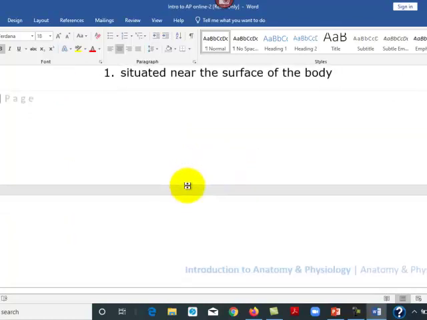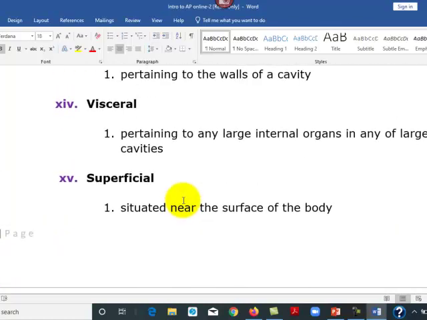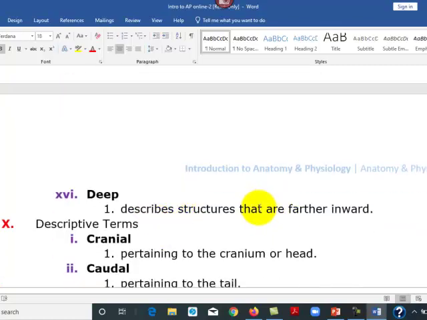And then superficial and deep. Superficial is on the surface. You have muscles that are on top. You actually have muscles that are called deep. You'd have to cut through them to see them if you're dissecting something. So deep means further inward.